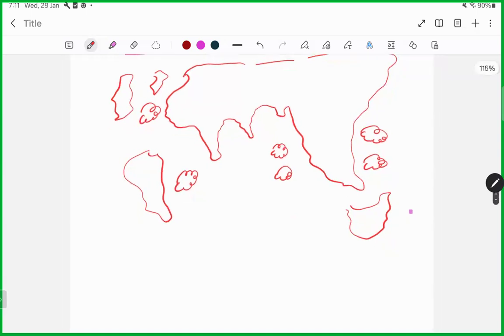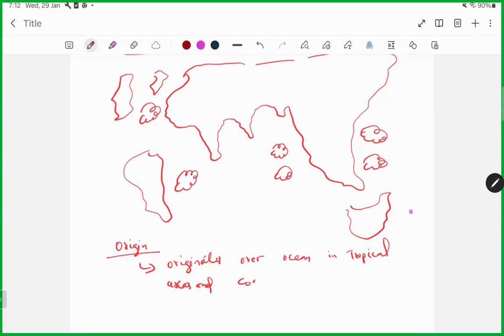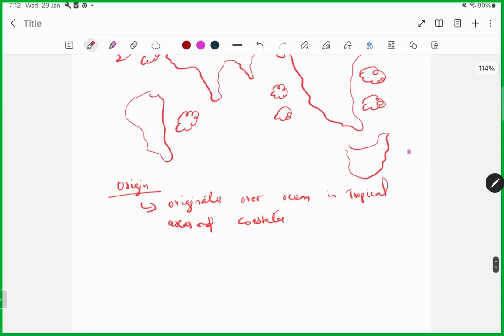So the first thing we need to remember is that tropical cyclones originate over the ocean, all right, in tropical areas and coastal regions. Tropical cyclone originates over ocean in tropical areas and coastal region. And it is the region near the Tropic of Cancer and Tropic of Capricorn.